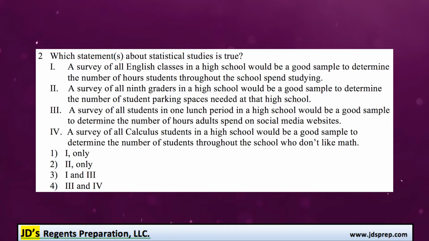This is question number 2 from the August 2016 Algebra 2 exam. So we need to figure out which of these 4 statements about statistical studies is true. Let's take a look at the first one.